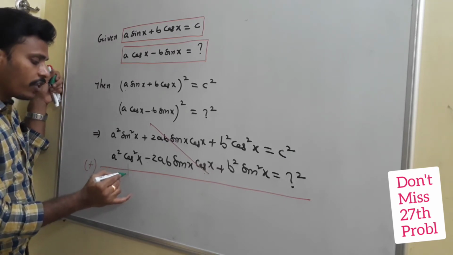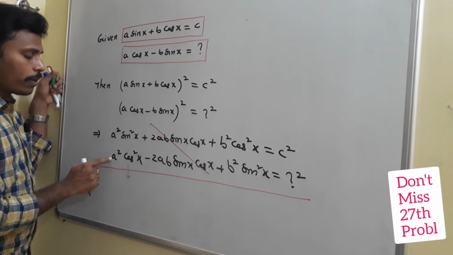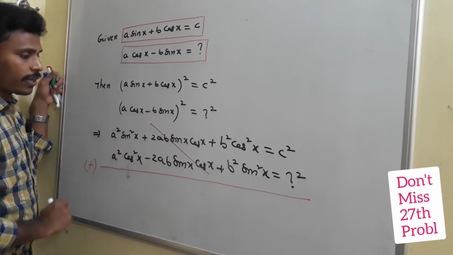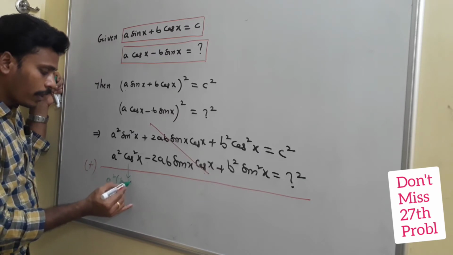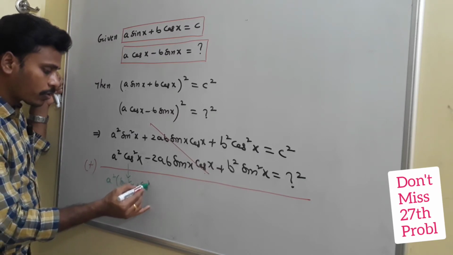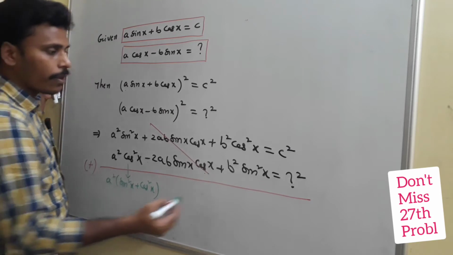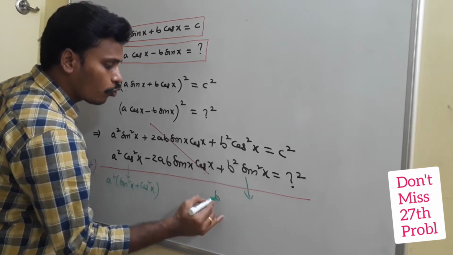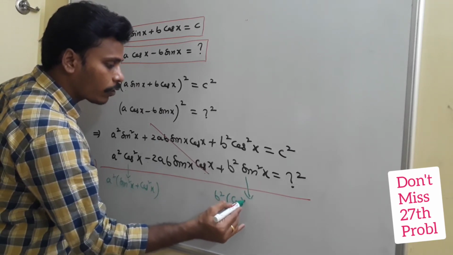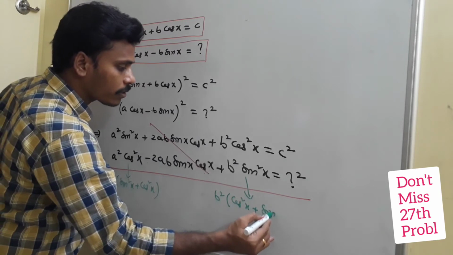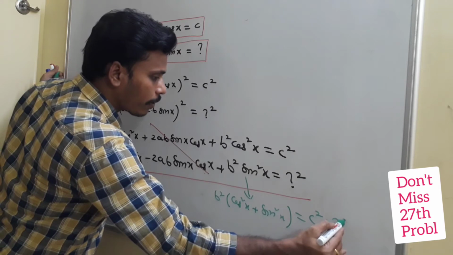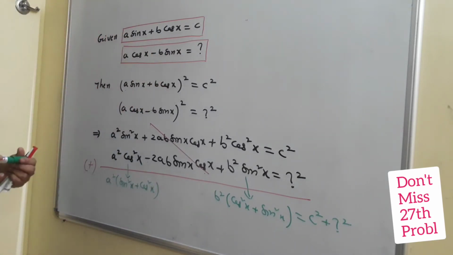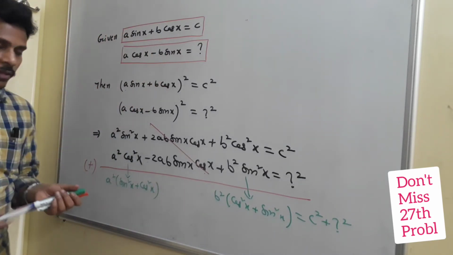See, if you add these two, a square is a common thing, and you are left with sin square x plus cos square x. Here you have a square times (sin square x plus cos square x) if you common out that a square. And if you add these two, if you common out b square, you are left with what? cos square x plus sin square x. And here this is equal to c square plus question mark square. Yeah, and now what to do? Have a look at this.